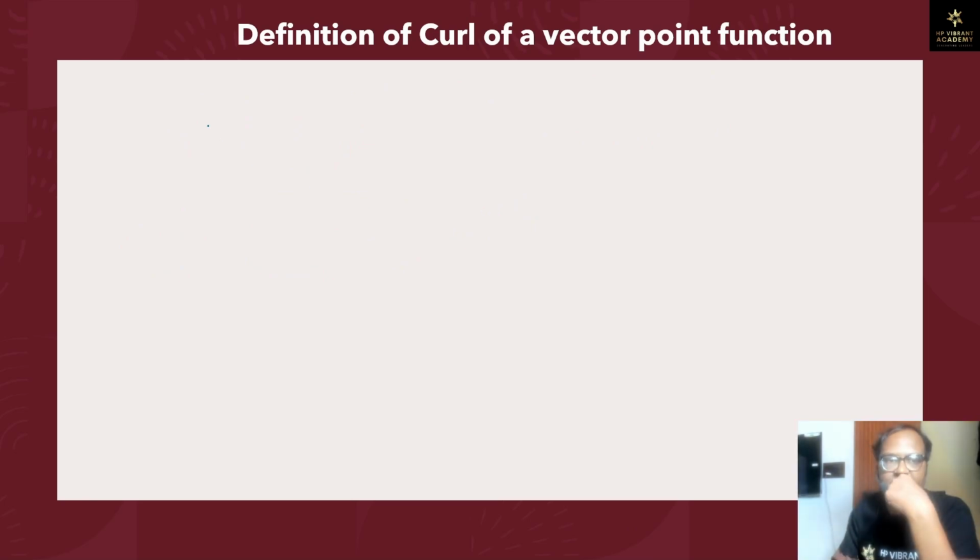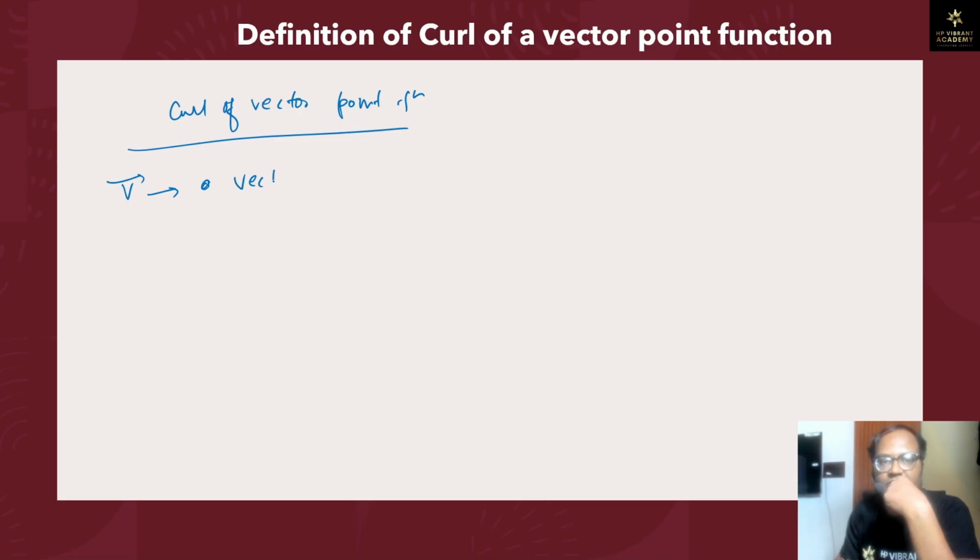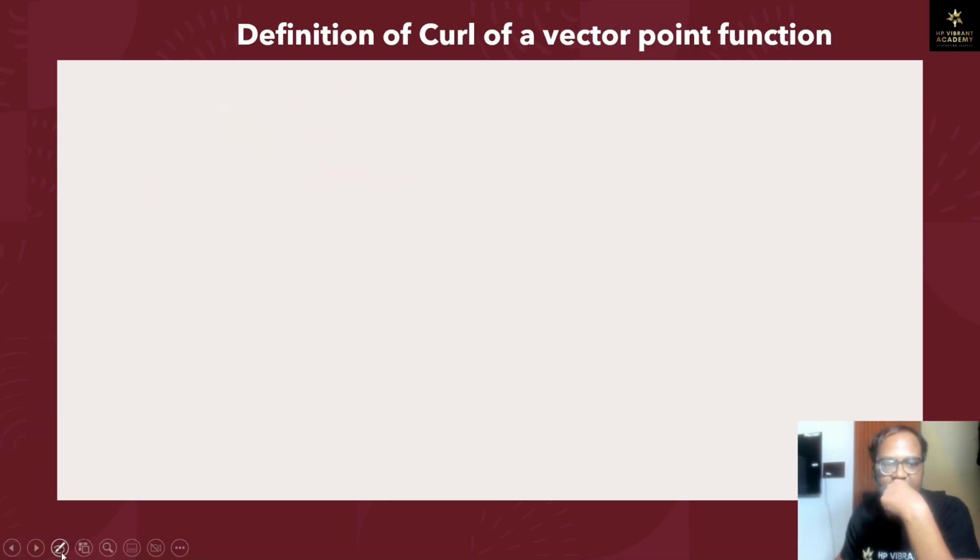Okay, definition of curl of a vector point function. Let us consider v as a vector point function. So let us consider the v vector as v1 i cap plus v2 j cap plus v3 k cap. Okay, so we have the curl of a vector point function. Let us take this as f.